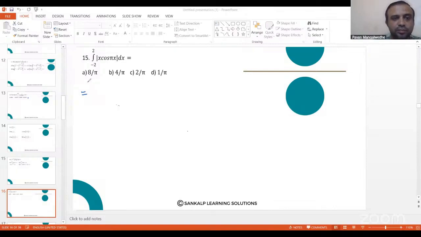Do it fast. The limits are -2 to 2, and the function is mod of x into cos pi x.